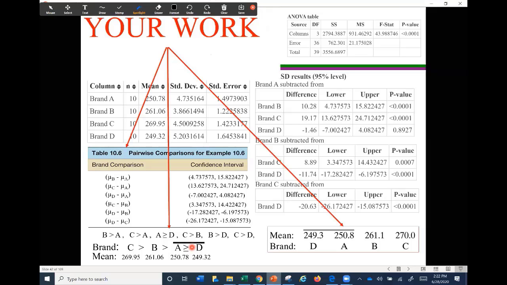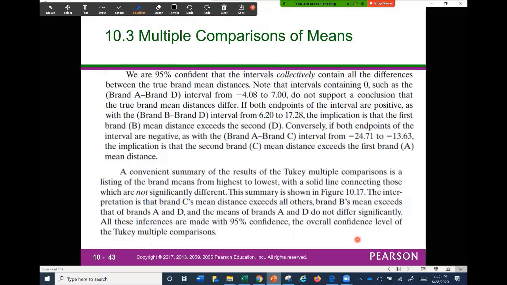That is your work. Your work is this table, and this table. That is your work. And this is the conclusion. You can read it from the PowerPoints.